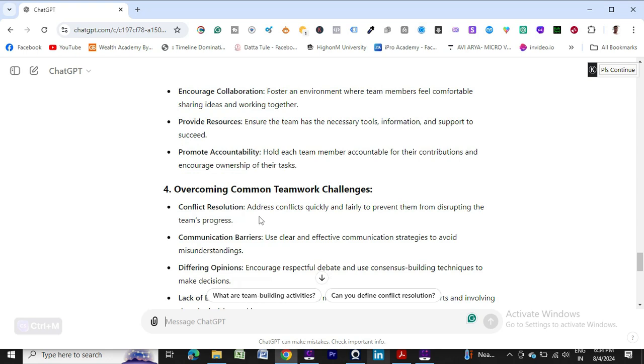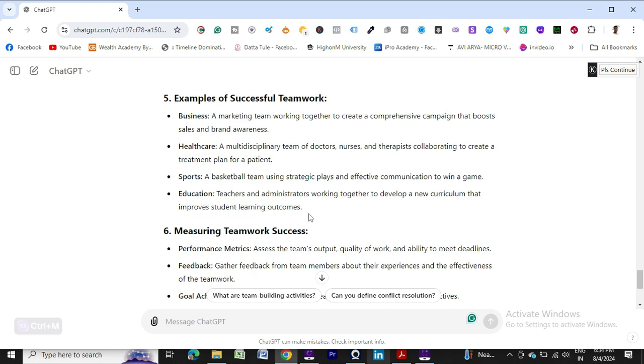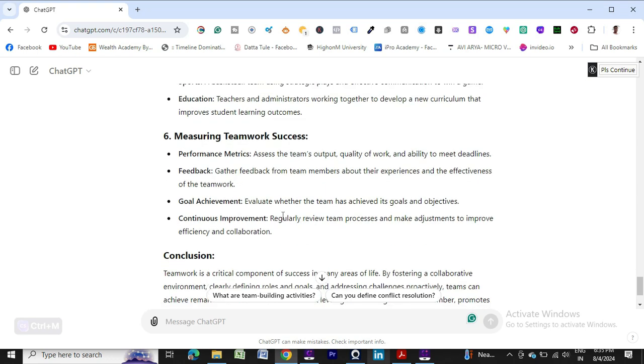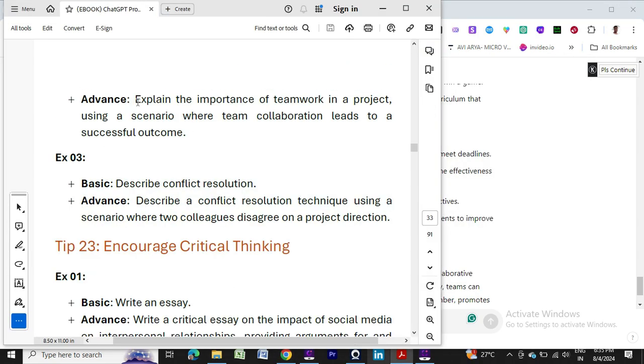It has provided overcoming common teamwork challenges, examples of successful teamwork, measuring teamwork success, and all the details. So it's for understanding purposes, for taking information for ideas. It is quite good, but if you want a specific answer, you need to modify your prompt like this: explain the importance of teamwork in a project using a scenario.